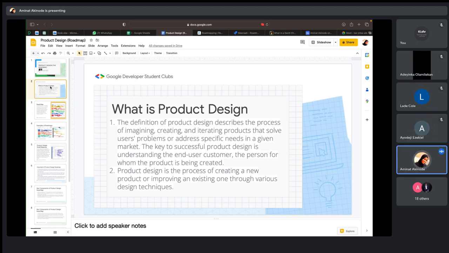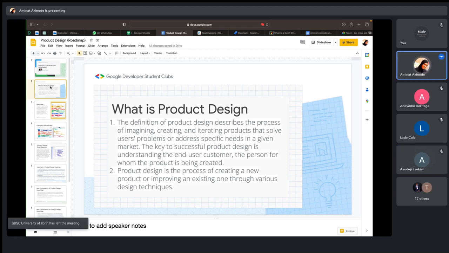Then I have a second definition that says it is the process of creating a new product or improving on an existing one through various design techniques by doing your research. Is there any available product that needs to be done on that design, or bringing in new ideas to make sure that users have easy access to what they're doing.